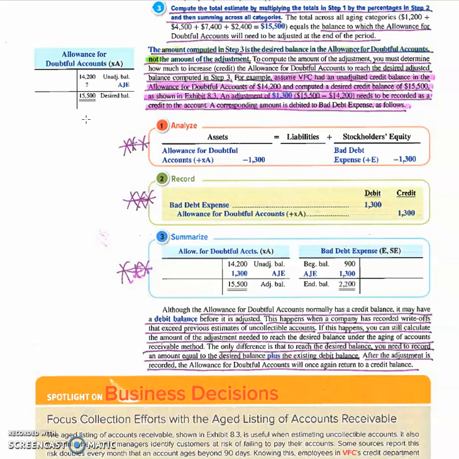Now, this is the more accurate method because we're actually looking at accounts receivable, figuring out what we need to get the balance that we really should have.